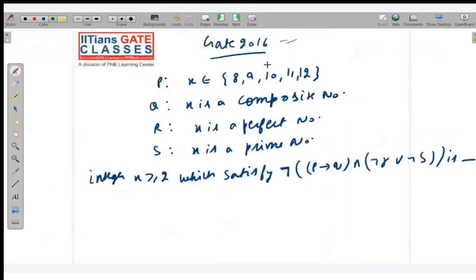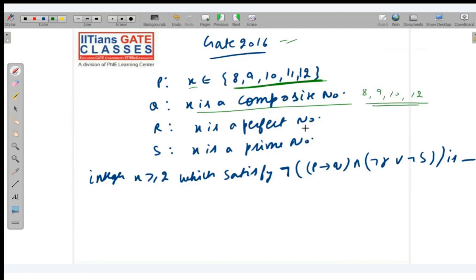A 2016 question, but it is saying P is X belongs to {8, 9, 10, 11, 12}. So X can be anything. Okay, so see this. This is a set, and X belongs to this set. So that means X can be either 8, 9, 10, 11, 12. It can be anything. Now I am saying Q is X is a composite number. Composite number means that it is not prime. So not prime means what? Q is saying X is either 8 or 9, 10 or 12. This is what Q is saying.